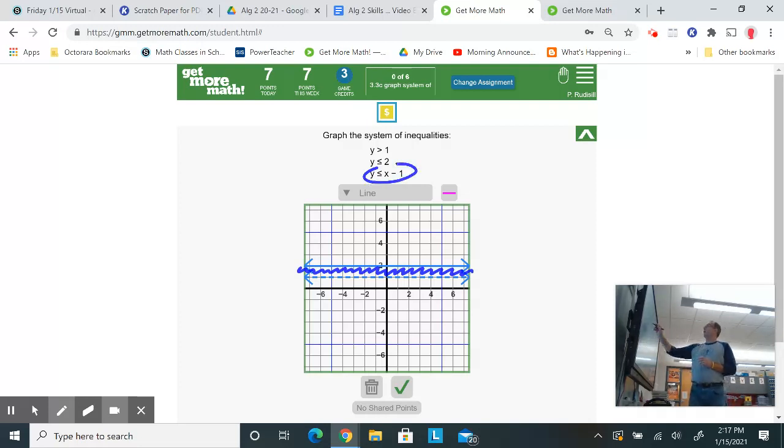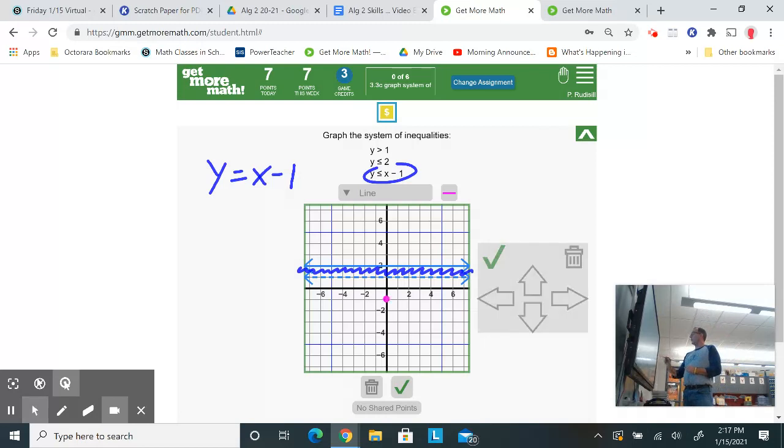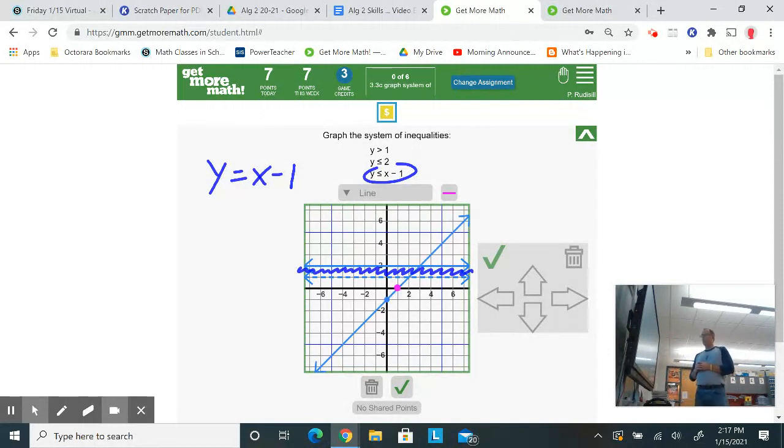And the equation for the line tells us that -1 is the y-intercept. So there's -1. And our slope is 1, 1 times x. 1 is the coefficient of the x, the m, if you will. So we rise 1, run 1. So it's a slope of 1. And it includes the equal sign, so we want a solid line there.